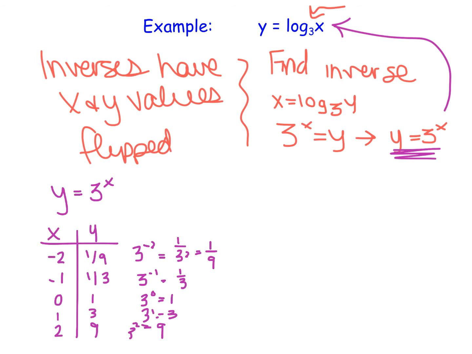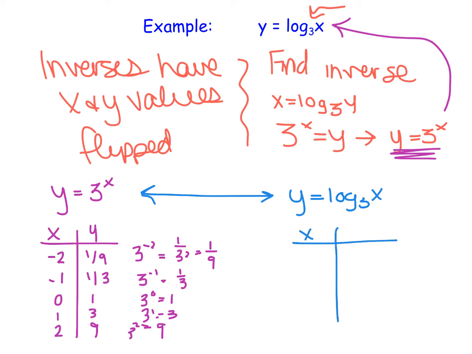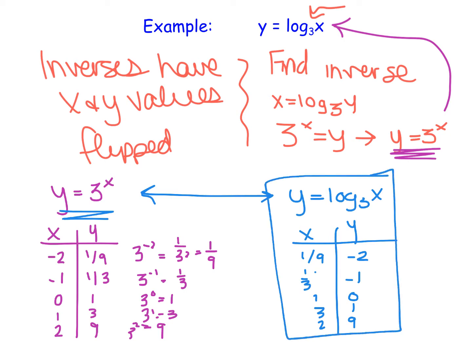Now what we can do, because these are inverses of each other, is create a table for y equals log base 3 of x by essentially just flipping those x and y values around, because we know that's a property of inverse functions. So here this would become 1/9 and -2, 1/3 and -1, 1 and 0, 3 and 1, 2 and 9. So all we need to do is find the table for the inverse function, and then we can use that to create a table for our logarithm.